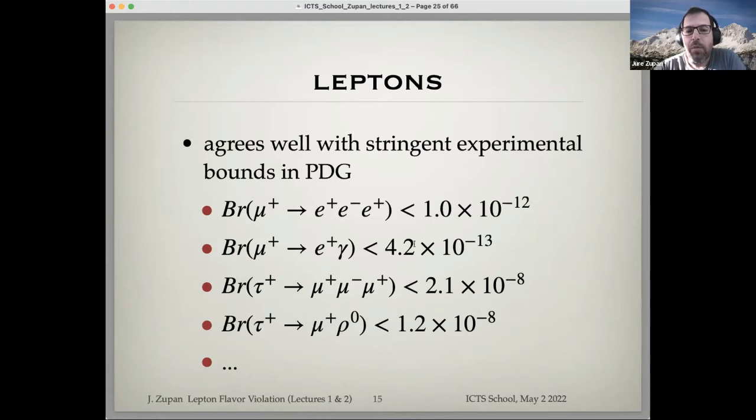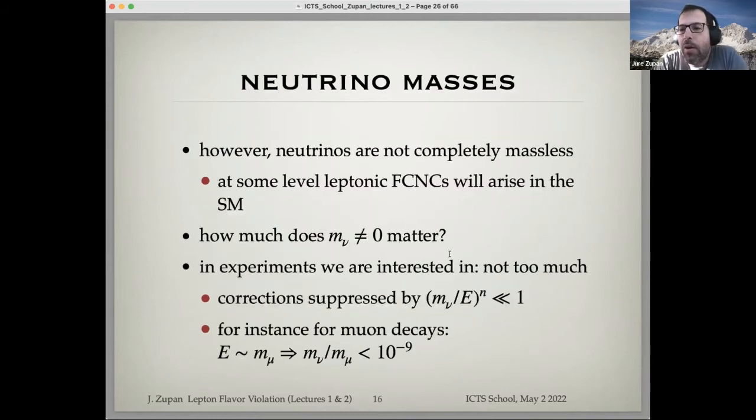So these are the bounds on these particular modes. They're very severe. They're very strong. So experimentally we know that the standard model is obeyed, smaller than 10 to the minus 12, 10 to the minus 13. All right. Now the neutrino masses are non-zero. So at some level, we should start seeing these flavor changing currents, so flavor changing contributions. So how much does it matter that the neutrino masses are non-zero?